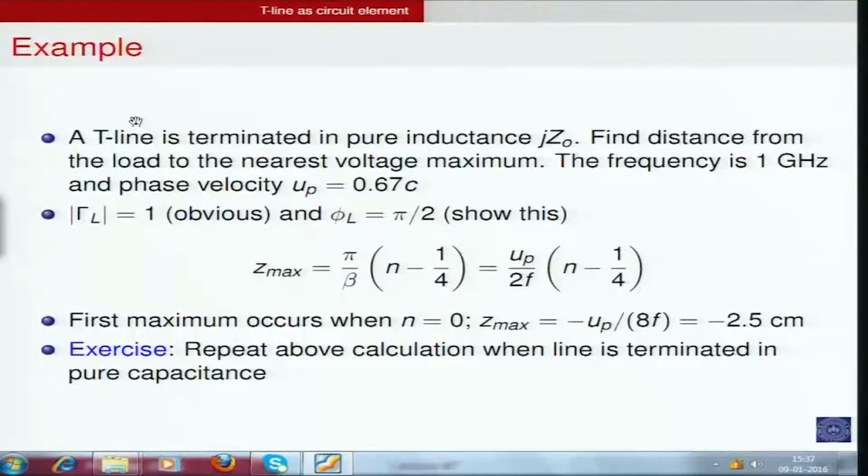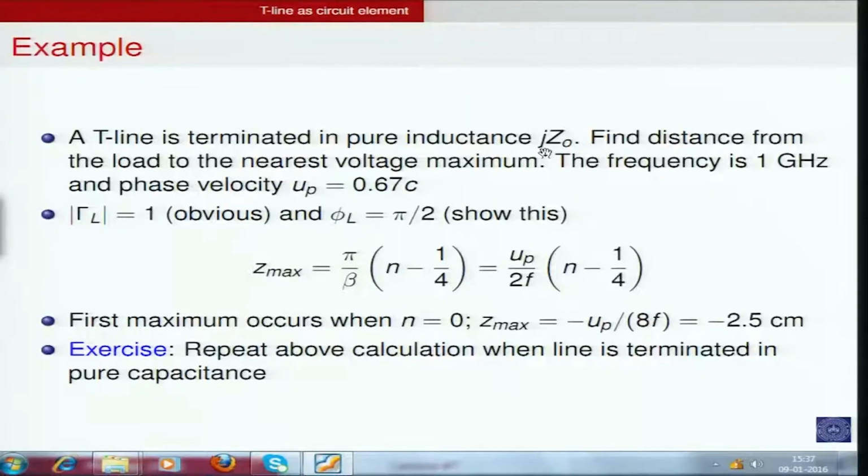Here is a simple example for you to work out. A transmission line is terminated in a pure inductance, and let us consider the value to be equal to jZ0. This is pure inductance not because of Z0, but because of this plus j, because the impedance of an inductor is j omega L.